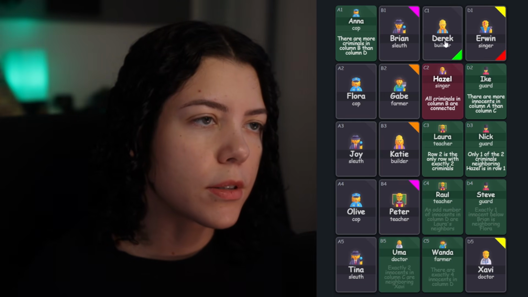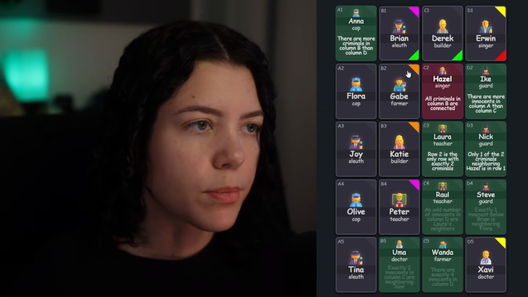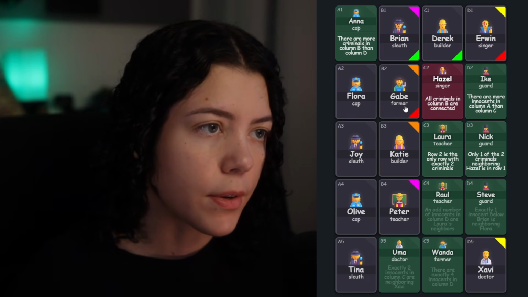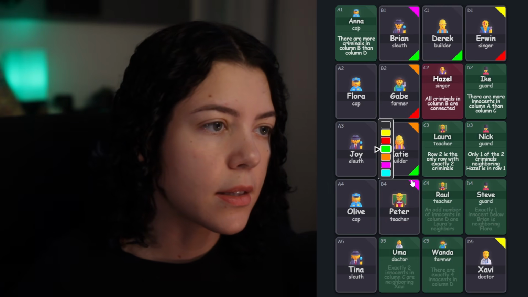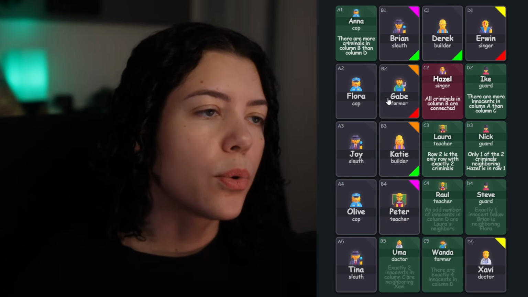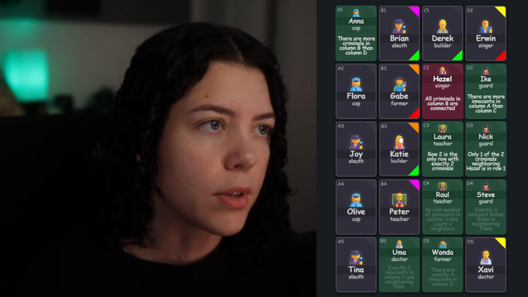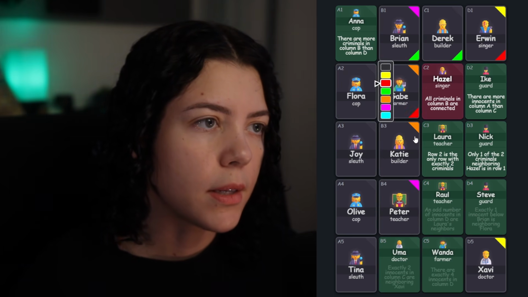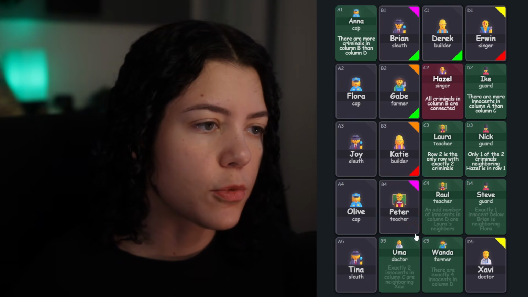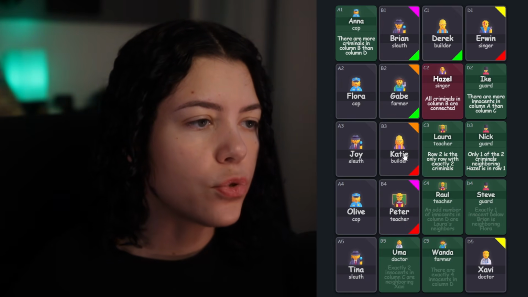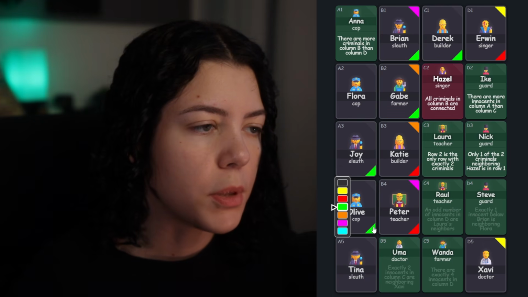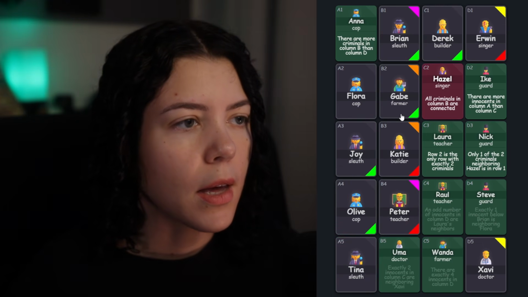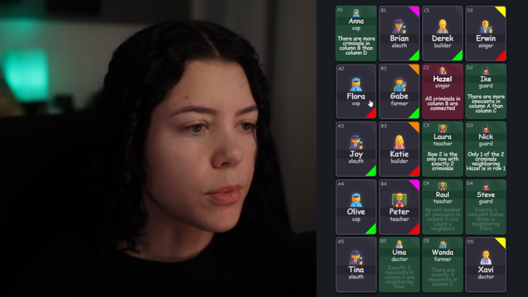If Irving is a criminal, Derek and Brian both have to be innocents. And because of Brian being an innocent, Gabe would have to be an innocent as well. Because if Gabe is a criminal, that will make Katie an innocent, and now there's two criminals who are isolated in column B, which couldn't happen. So Brian being an innocent forces Gabe to be an innocent, which makes these two criminals. And these two being criminals forces Joy and Olive both to be innocents. Gabe being an innocent forces Flora to be a criminal.